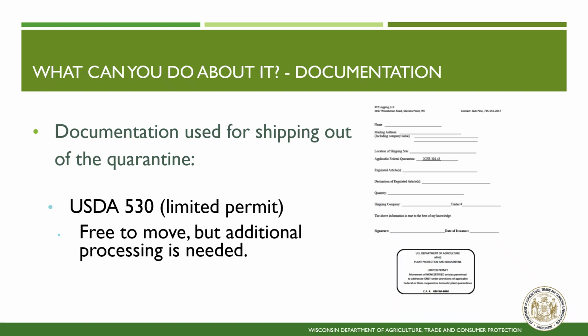An alternate form of documentation is the USDA 530 or limited permit. Limited permits are most often used by logging or transport companies moving pulpwood. Pulpwood may be allowed to leave the quarantine without a specific inspection, provided extra processing is conducted in a timely manner at the destination. Companies often issue their own limited permits once they have a compliance agreement.